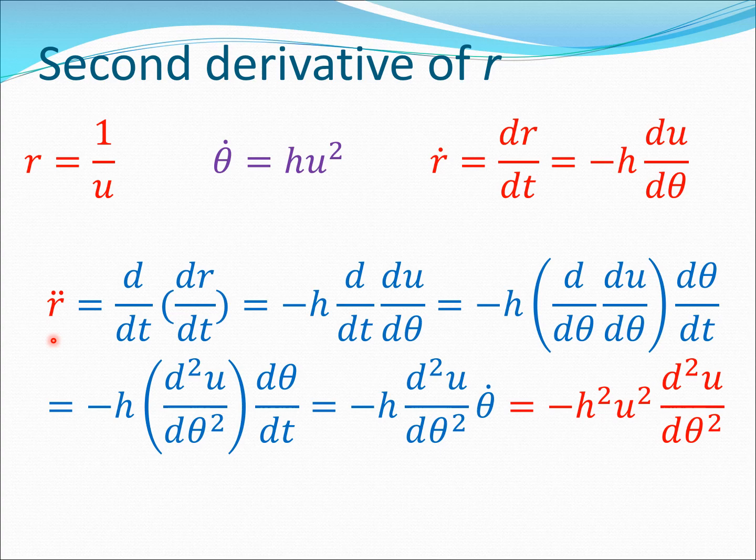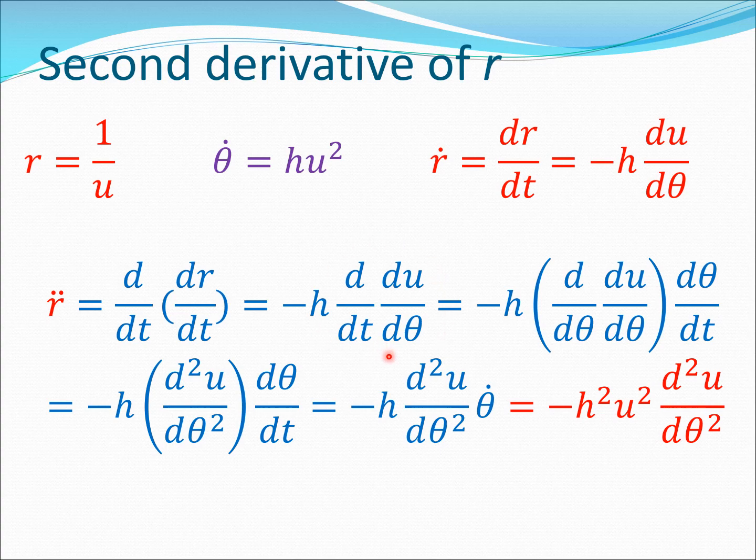So we start with r double dot, and this is simply d by dt of dr by dt. So we have to differentiate with respect to time twice. So now we start substituting. Essentially we clearly see here that the first r dot, or dr by dt, I can substitute with minus h du by d theta, which I did here. So I get this equation.